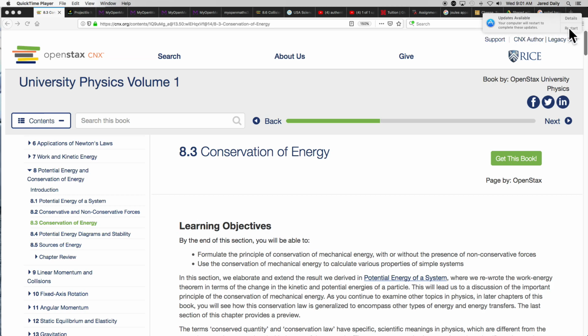So we are into the conservation of energy section. We're going to review that section really quick, because we went through it yesterday, but then we'll review it again today, and then we'll go to the potential energy diagrams. We'll be looking at stability.